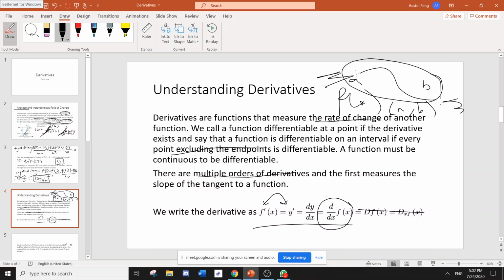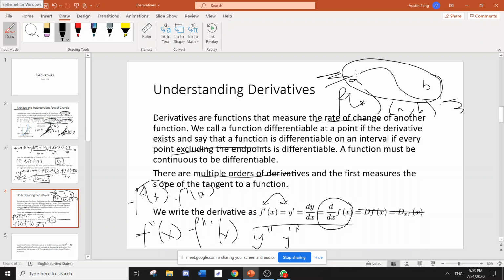For multiple order derivatives, the notation for the second order is f double prime of x, or for the third, you do three of the prime symbols. For y prime, you do y prime, then y double prime, then y triple prime. So basically for the nth order derivative, you add that many of those marks. Or sometimes people will write f2 of x or f3 of x.